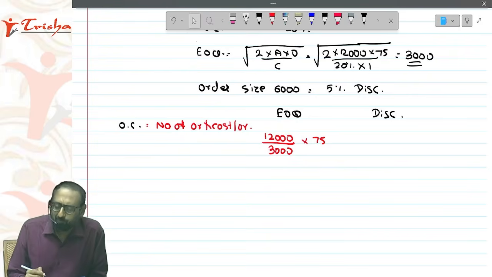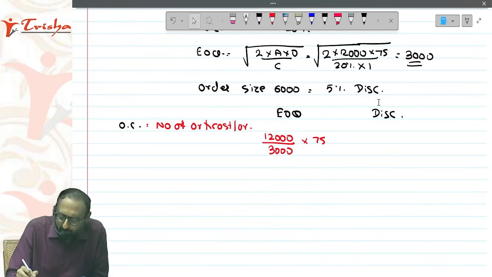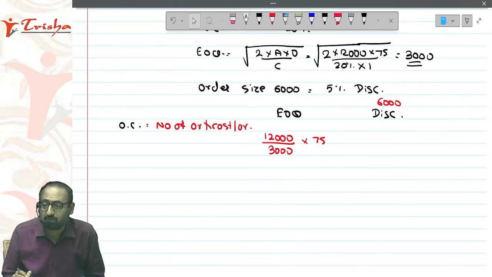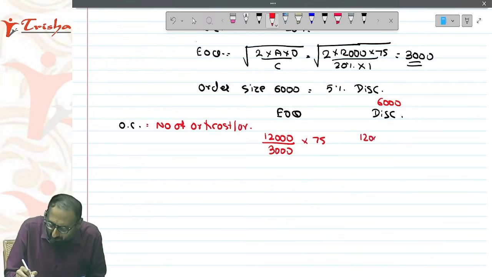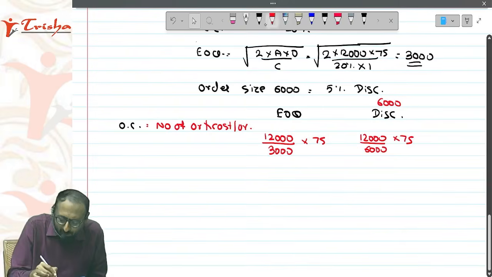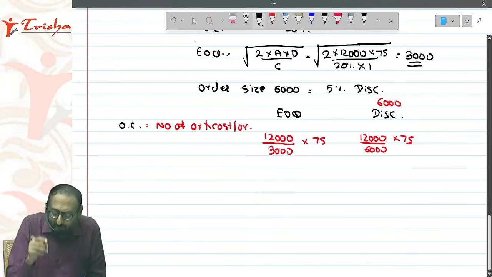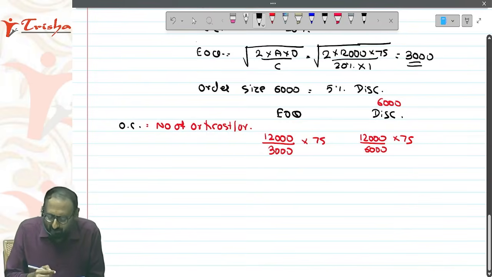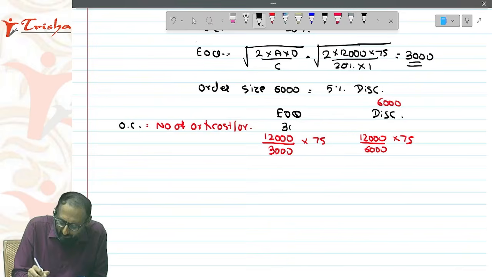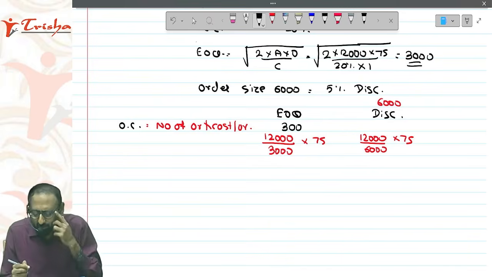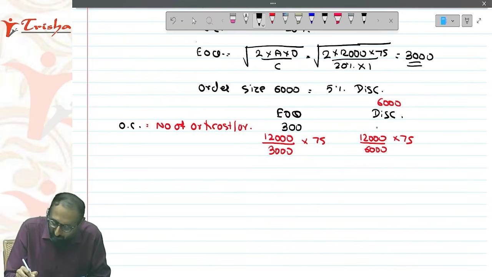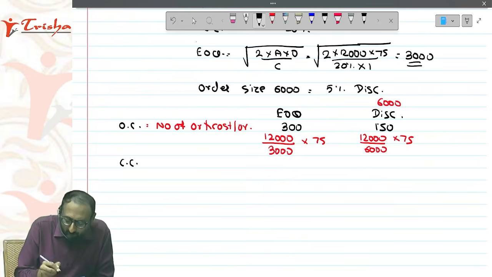If I want to follow that discount policy, what will be my order size? When I will get the discount, Sarji? If I purchase directly 6,000 at a time, yes or no? So, Sarji, 12,000 divided by 6,000 multiplied by 75. Quickly tell me what will be my ordering cost under economic order quantity, sir. Anyone got that answer? Are you sure 300? In case of that discount policy, how much will be my ordering cost? Is it 150, Prabhu?